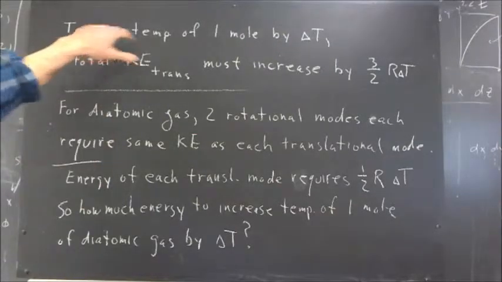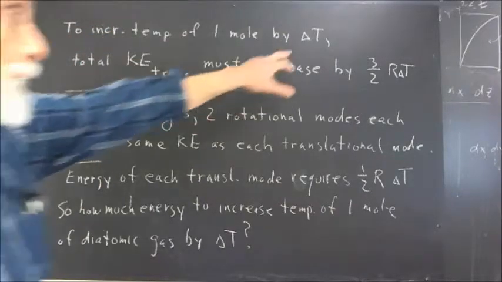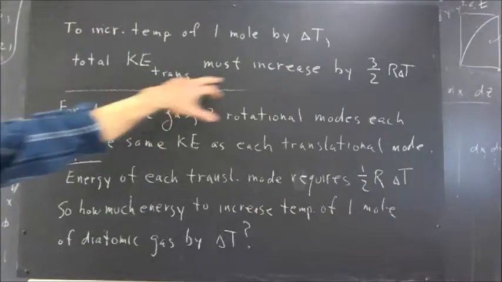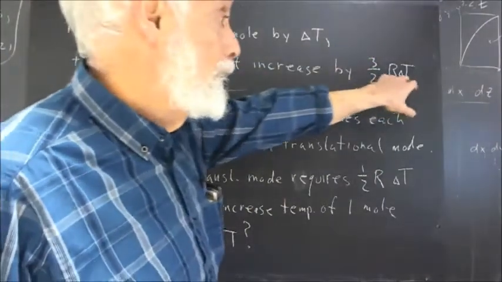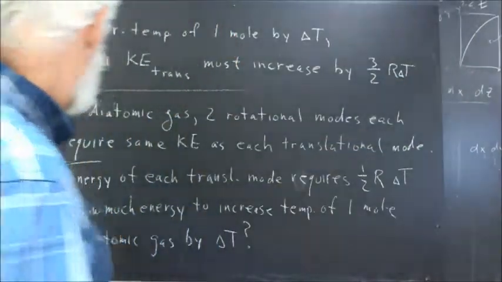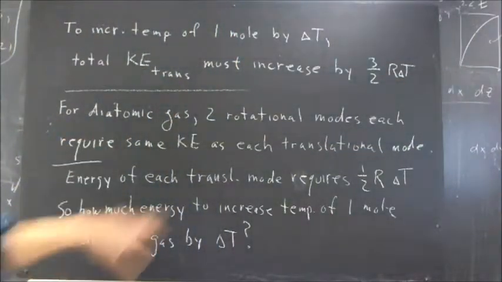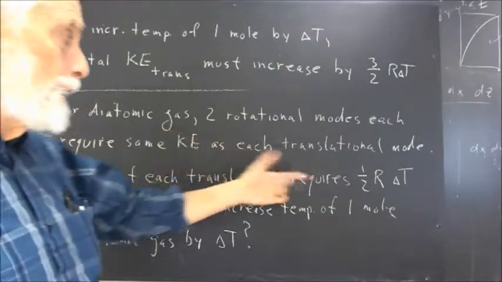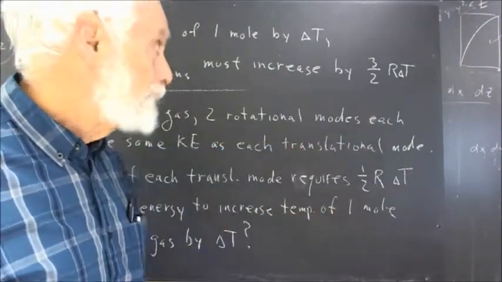Okay, to increase the temperature of a mole of gas by delta T, then, we've seen that the total translational kinetic energy has to increase by 3/2 R delta T. And for diatomic gas, you have two rotational modes, each requiring the same kinetic energy as each translational mode.